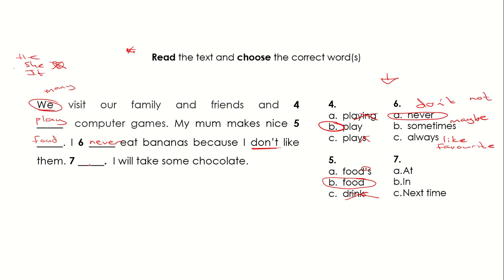Okay, number 7. It's the beginning of a sentence. That's why it is in capital letters. At, I will take some chocolate. In, I will take some chocolate. Next time, I will take some chocolate. At and in do not make sense. The only word that makes sense will be next time.